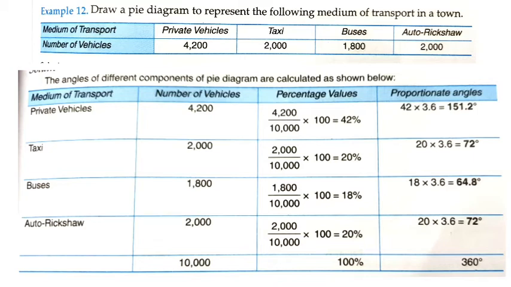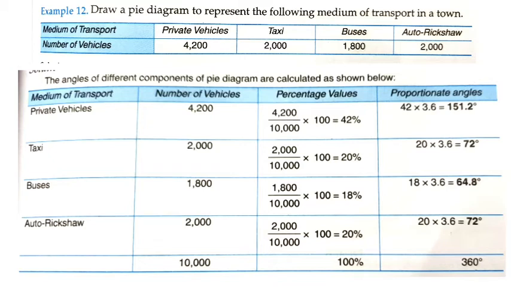Now that's how you're going to calculate the proportionate angles. To check, you have to add all the proportionate angles, that is 151.2 degrees plus 72 degrees plus 64.8 degrees plus 72 degrees. If you add them, you will get 360 degrees. It means that you have perfectly calculated the proportionate angles.